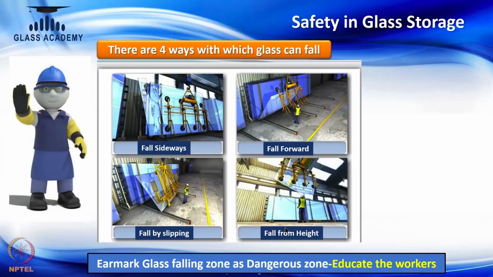And now when glass is stored, there are 4 ways in which glass can fall and then create an unsafe condition.